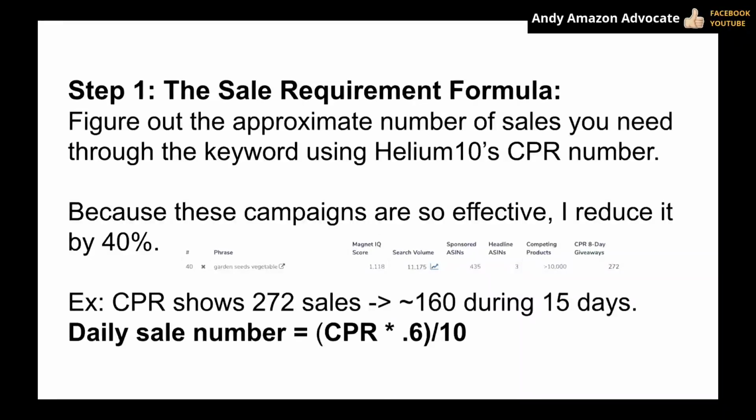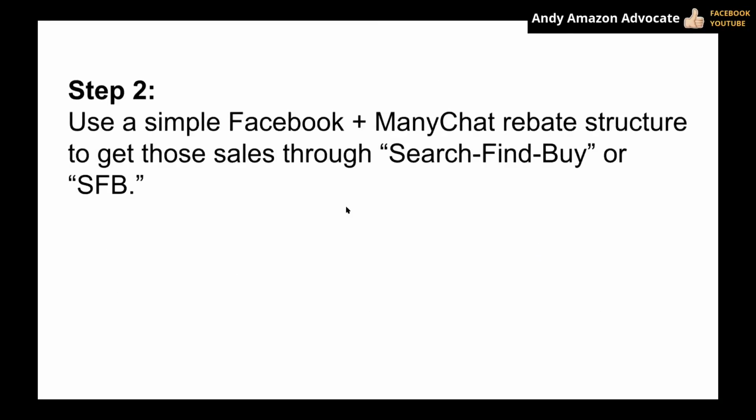So whatever the number is, just do about 60% of that and do it over 15 days, and you're going to be mostly fine with that, which is a lot cheaper than, say, doing 100%, because that could save you thousands of dollars on giveaways.